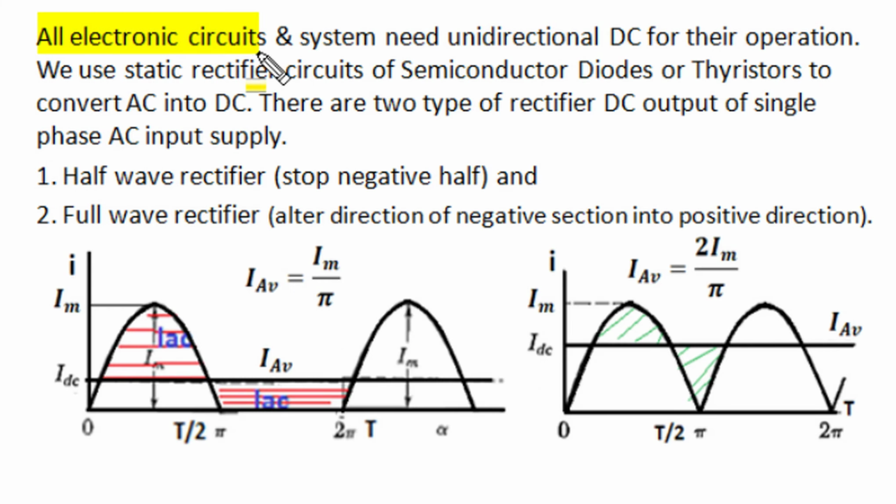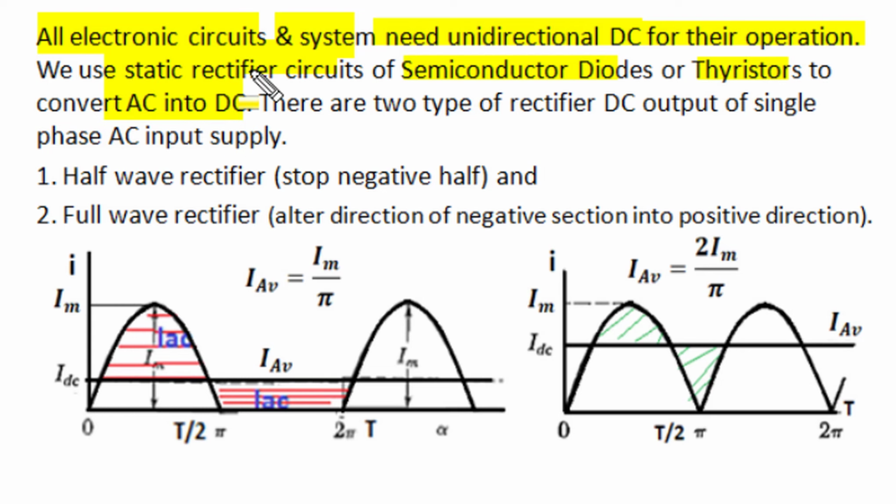In all electronic circuits and systems, we need unidirectional DC current for their operation. We also use DC current for several other applications such as battery charging, electrolysis, electroplating. So for that, we use our conventional alternating current, as all over the world generation, transmission and distribution of electricity is in the form of alternating current. So alternating current is converted into unidirectional DC current using static rectifier circuits which are conventionally made of semiconductor diodes. Now recently, to get variable DC supply, we also use thyristor rectifier circuits to convert AC into DC.